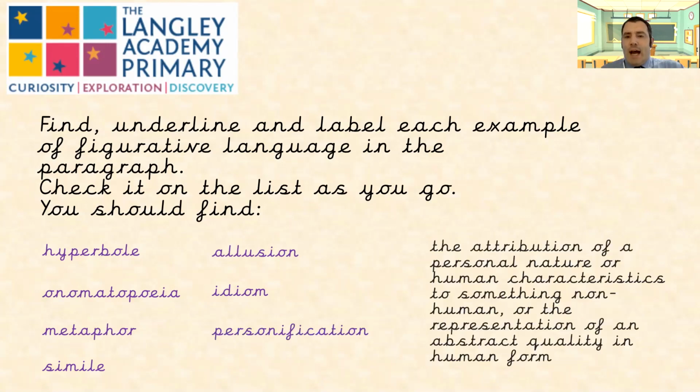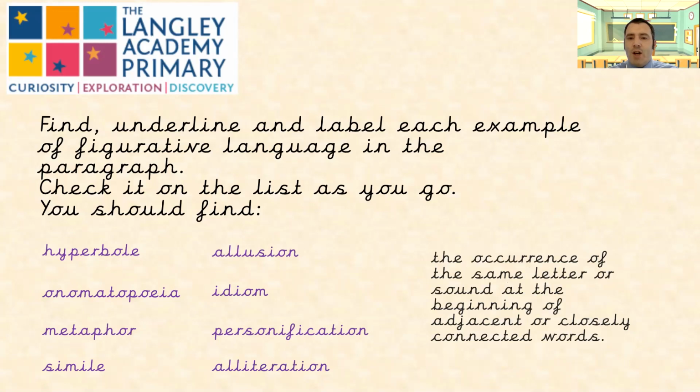Personification, the attribution of a personal nature or human characteristics to something non-human, or the representation of an abstract quality in human form. So you could have the dragon smiled, a row of needle-like teeth. Dragons might not be able to smile. Or if you think about a crocodile, it doesn't actually have the muscles in its mouth to smile. But you can say it smiles because when it's showing its teeth, that's kind of what it looks like. So it's taking a human characteristic and giving it to something that's non-human.